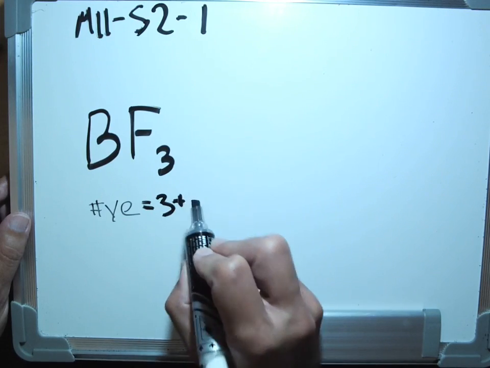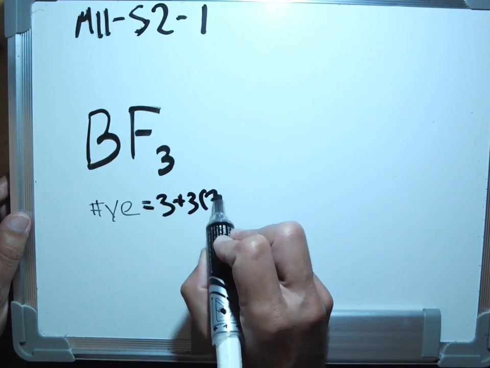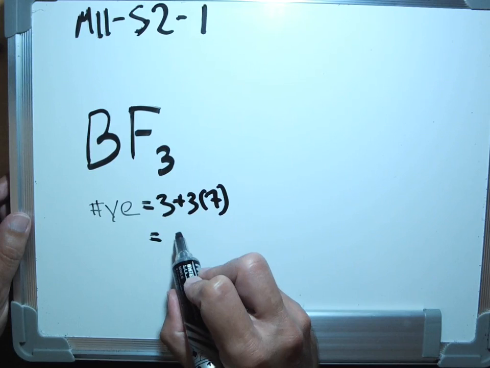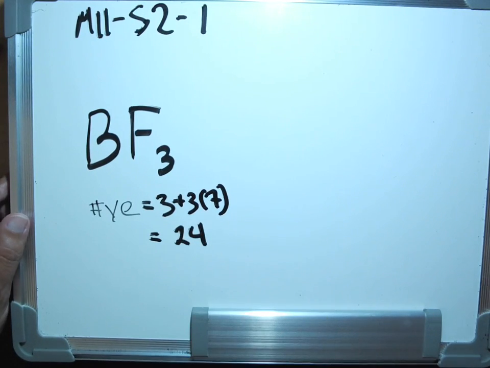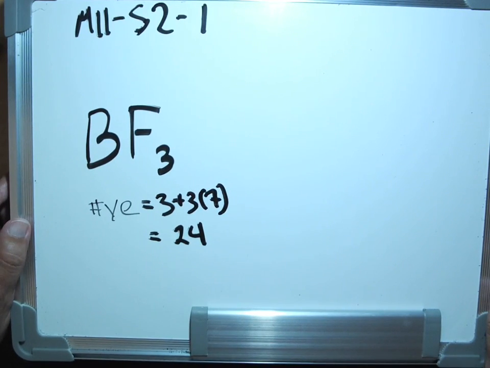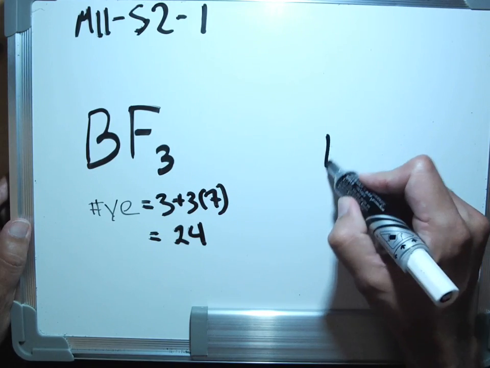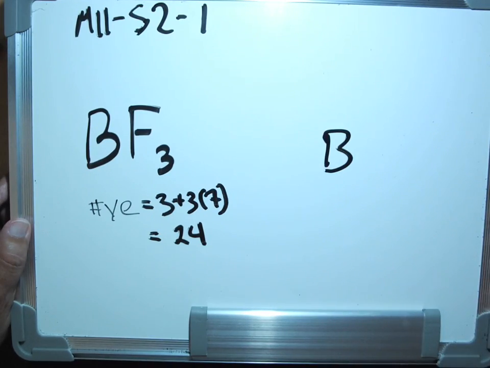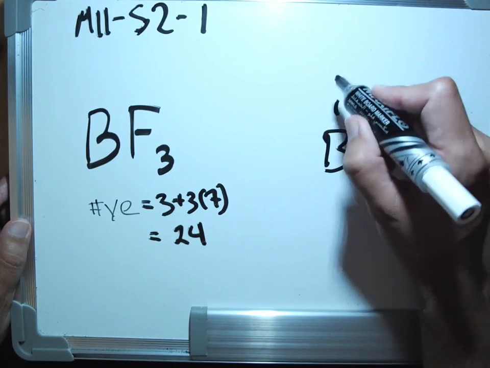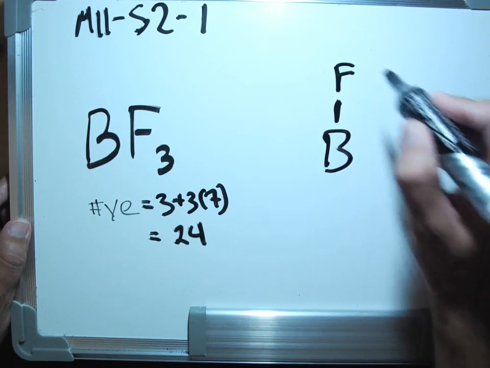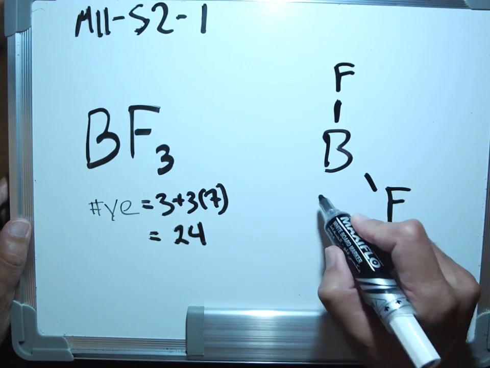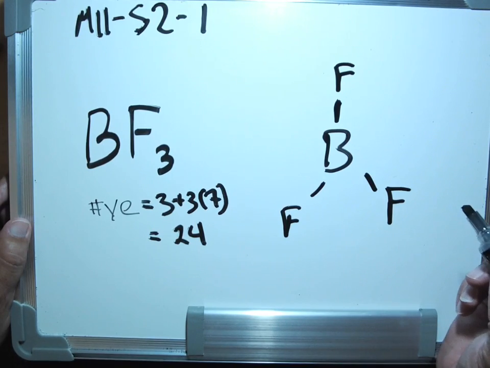Boron is in group 3. Fluorine, a halogen, in group 7. We're going to have a total of 24 valence electrons. We'll identify the central element. Here that's going to be boron. We'll attach the adjacent elements, fluorine, fluorine, and fluorine.